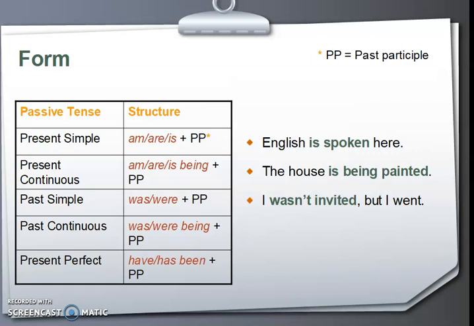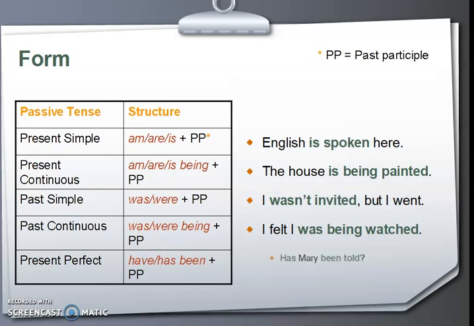Past continuous: was or were plus being also. So you can see that we add being whenever we have a continuous tense being dealt with. Okay. I felt I was being watched, meaning somebody was watching me.